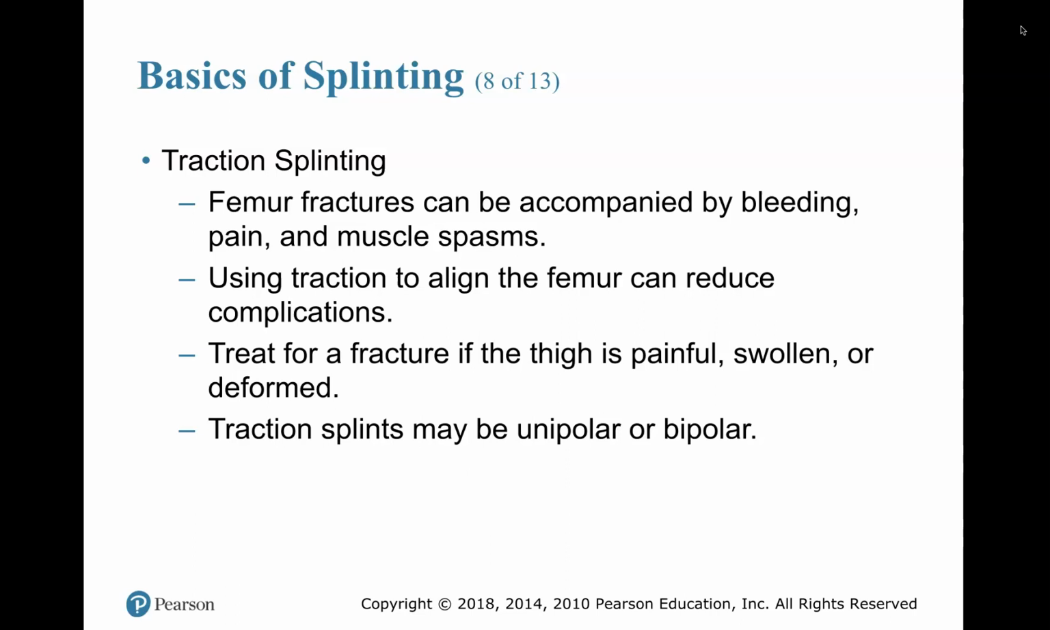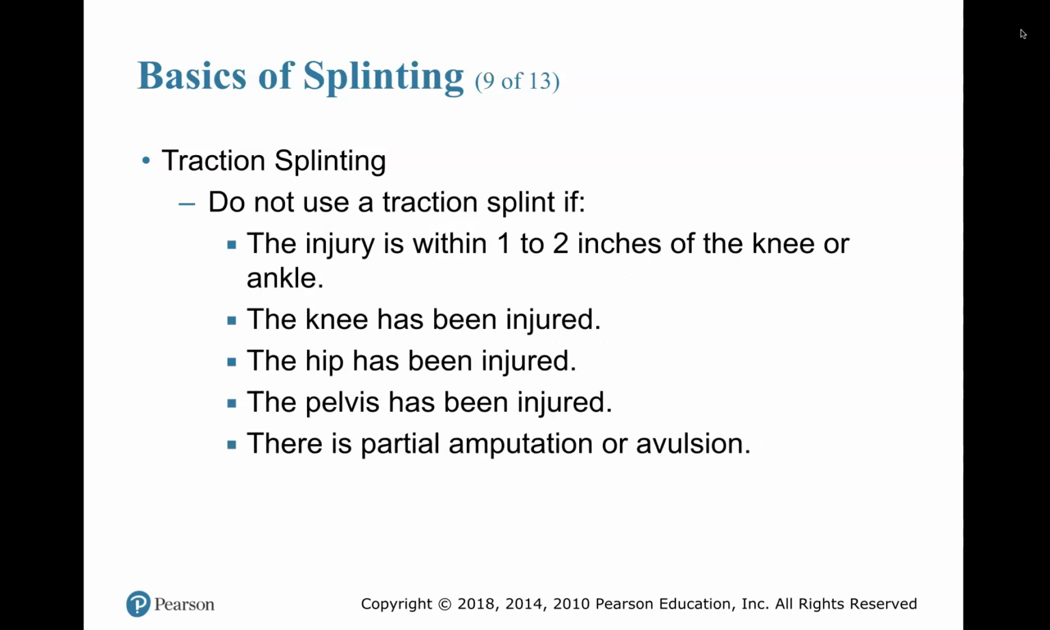Okay, traction splinting. Do not use a traction splint if the injury is within 1 to 2 inches of the knee or ankle, the knee has been injured, the hip has been injured, the pelvis has been injured, or there is partial amputation or avulsion, because the traction splint pulls traction on the injury and it could definitely worsen these conditions.